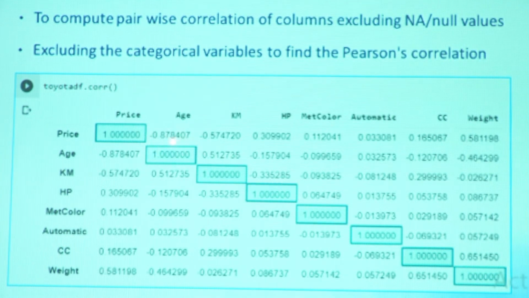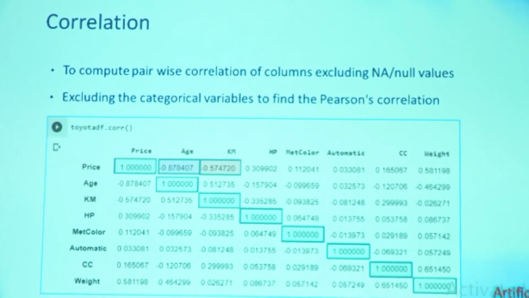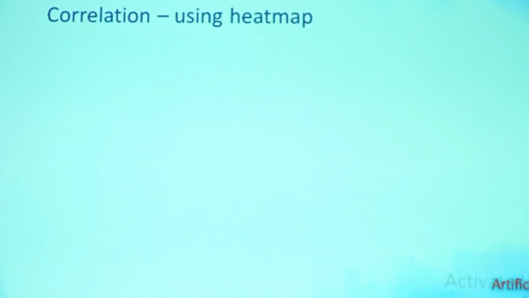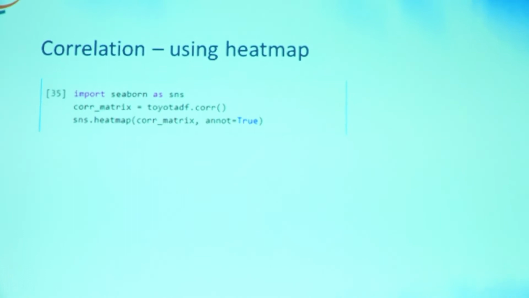See here, price and age are very negatively correlated. Means the more the age, the lesser will be the price. Understood? Next, any positive correlation that you can find? An average correlation: age and kilometer, 0.51. And one more method of understanding this correlation better, I'll tell you, is using a heat map.